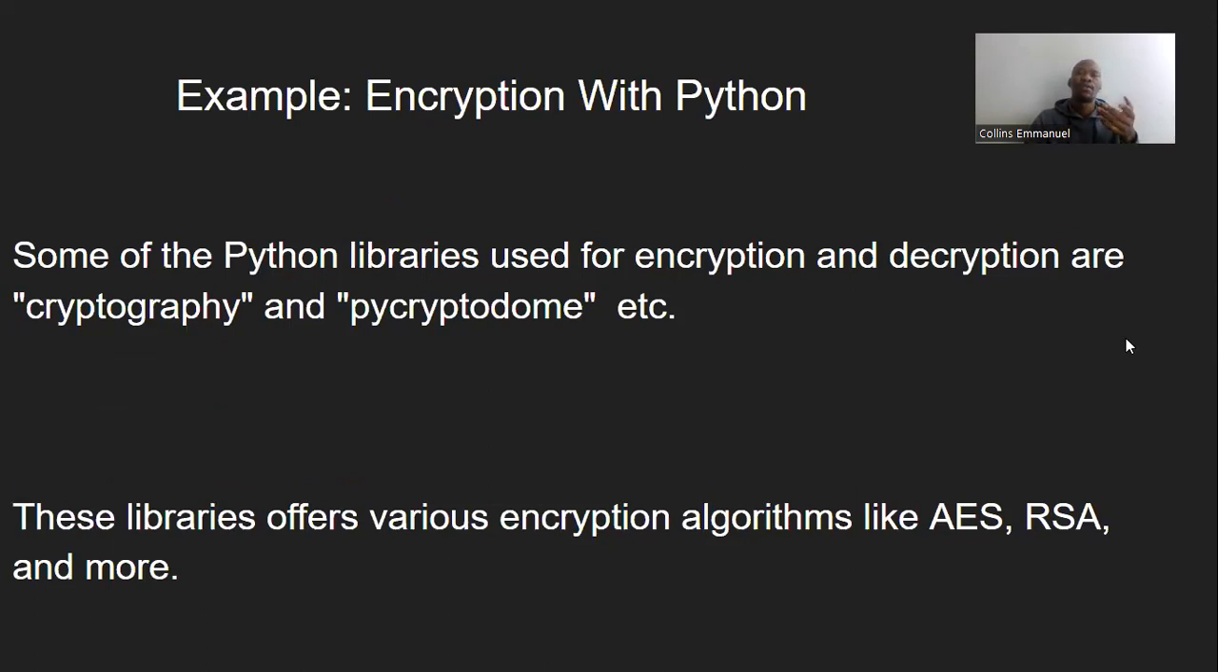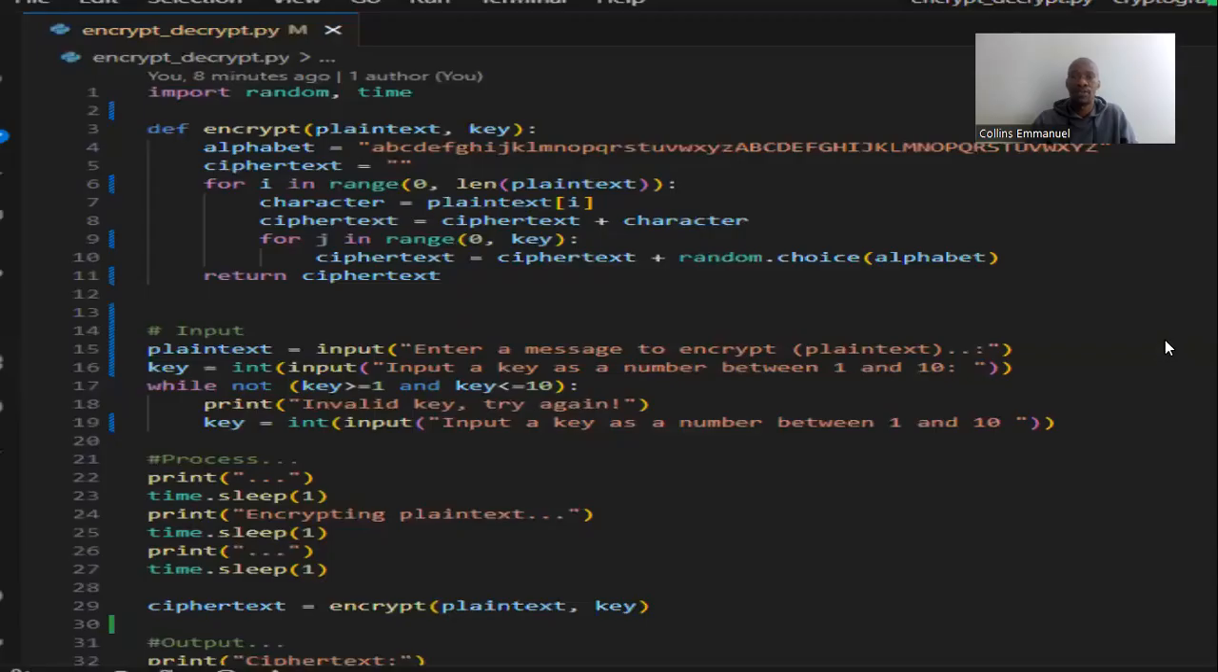So, example, encryption with Python. Some of the Python libraries used for encryption and decryption are cryptography and PyCryptodome, and we have others, but cryptography and PyCryptodome seem to be among the most popular in Python for encryption and decryption. These libraries offer various encryption algorithms like AES, RSA, and several others.